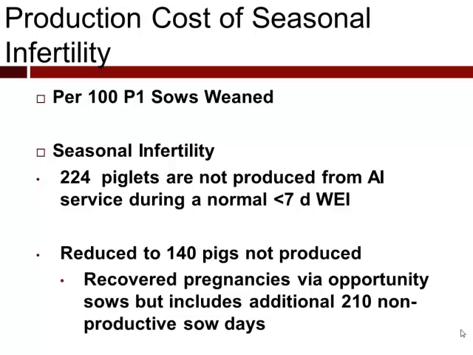But you're still losing. Sorry, you can recover some of those, but you're still losing 140 piglets as a result of the compromised reproduction in that season for every 100 sows. So that's 1.4 piglets per parity 1 wean sow during the seasonal dip. And you start multiplying that by the size of our industry and the percentage of parity 1 sows in the industry. It's a huge number of piglets that we're not producing.